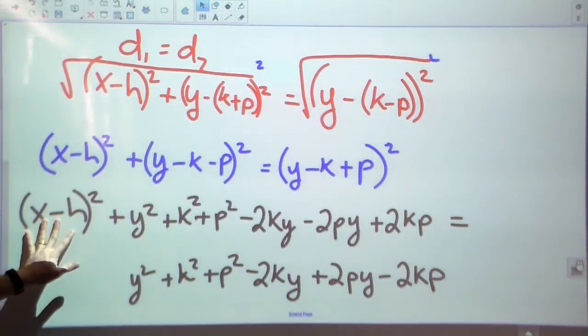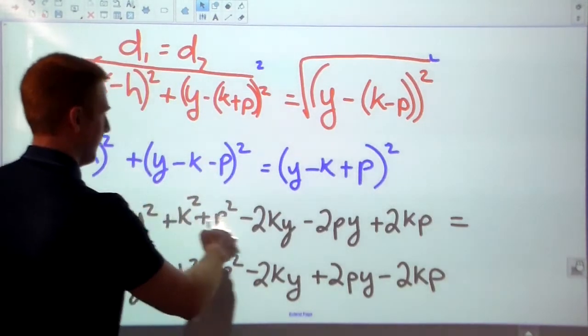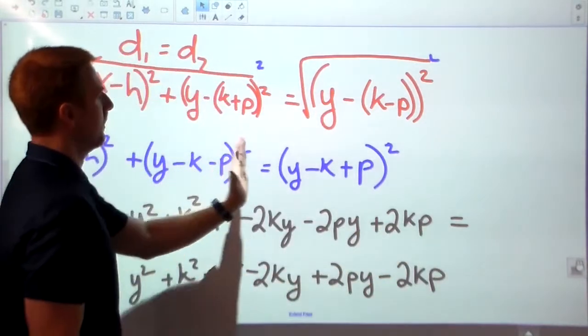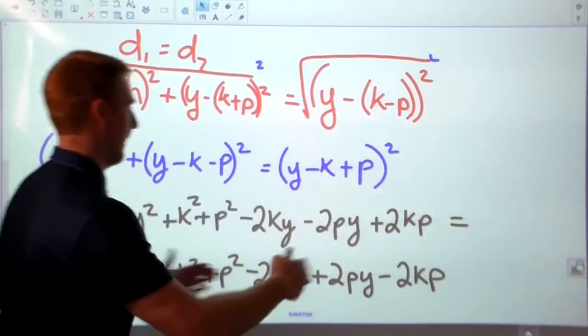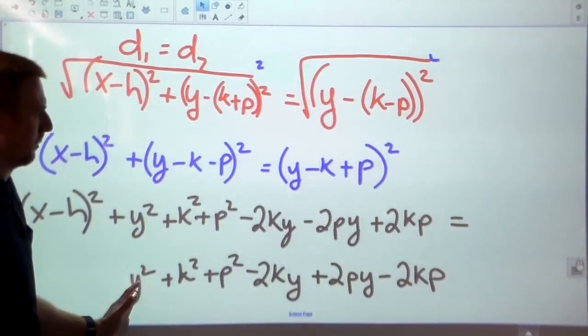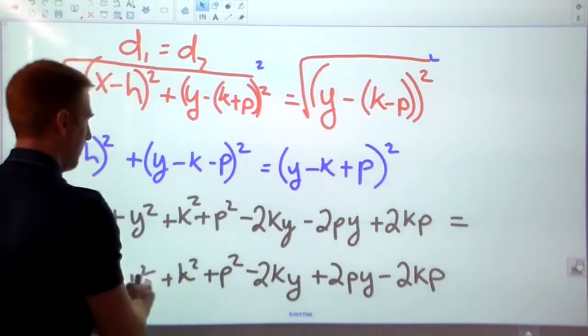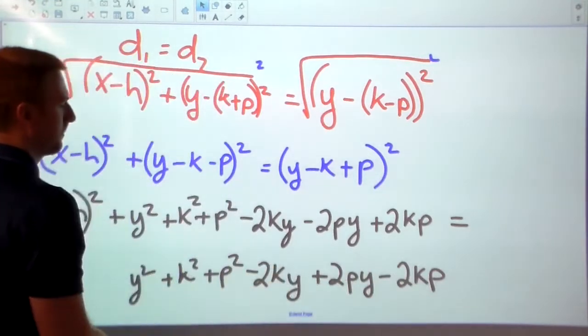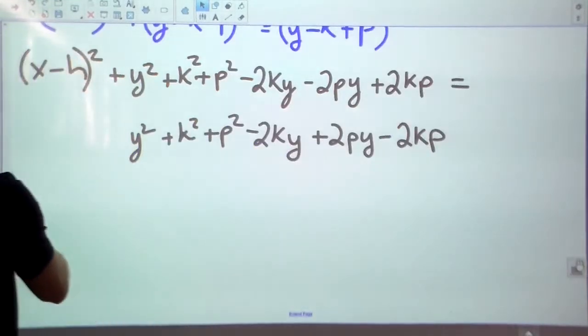X minus h squared I copied straight down. This I expanded into all that stuff. And it equals the other side. I had to run out of room, so I had to bring this down below. Keep everything kind of lined up on purpose, but when you expand this out, it's all this part, and that's from the table. So now let's start thinking about what would happen.